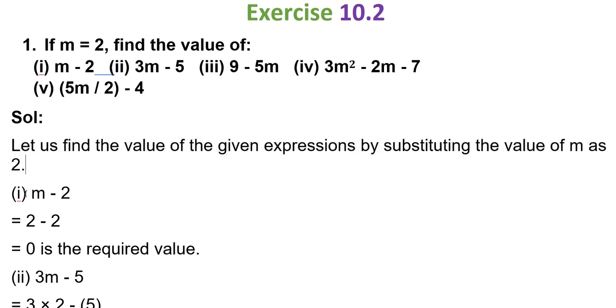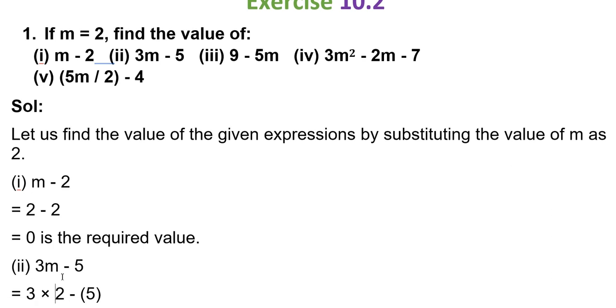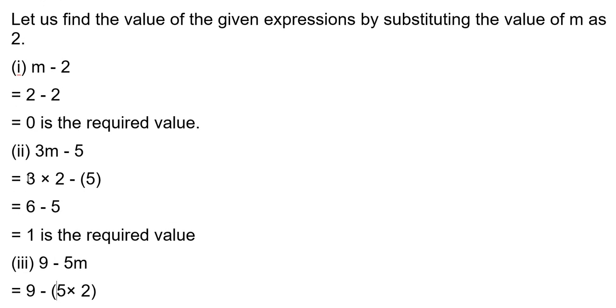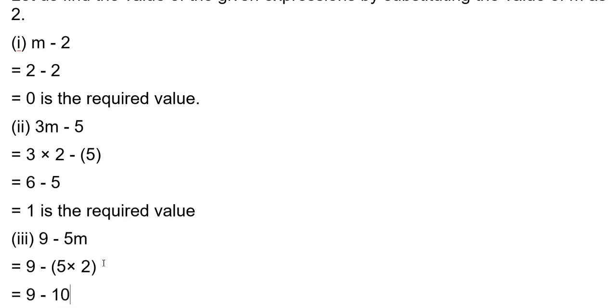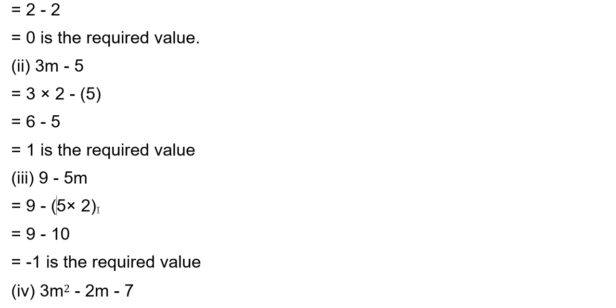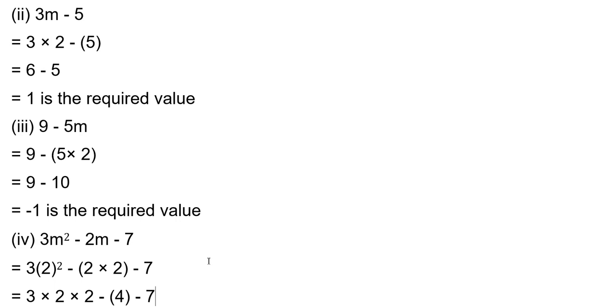m minus 2, the first one: 2 minus 2 equals 0 is the required value. 3m minus 5 equals 3 into 2 minus 5, that is 6 minus 5, so 1 is the required value. Third one, 9 minus 5m: 9 minus 5 into 2, that is 9 minus 10, which equals minus 1. The m value is 2, that's why minus 1.